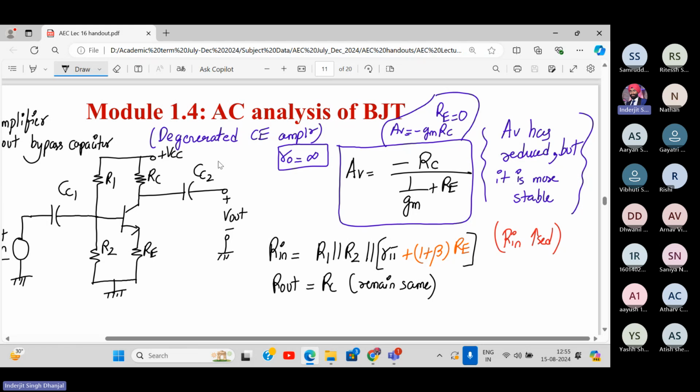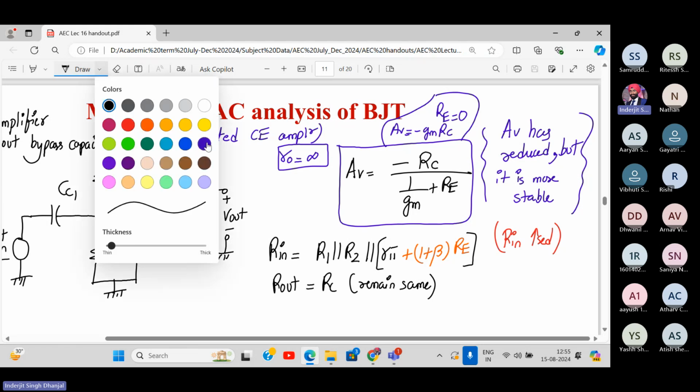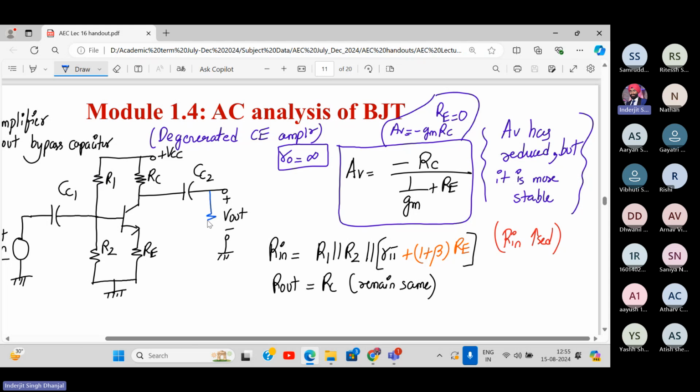So what if we have RL connected? If RL is connected over here, how will it affect the formula? So this will become RC parallel to RL. Are you getting it? Yes. And this will become, instead of RC, it will become RC parallel to RL. Did you understand? If RL is connected. Okay. Yes or no? Yes, sir.